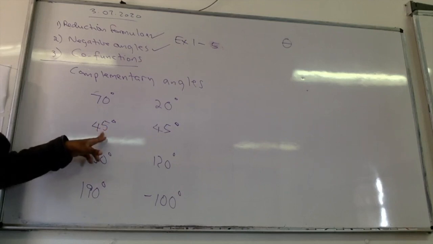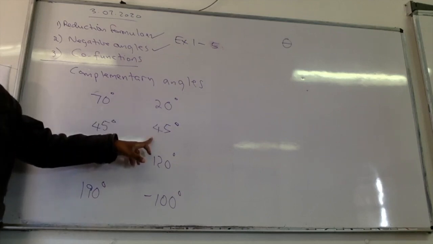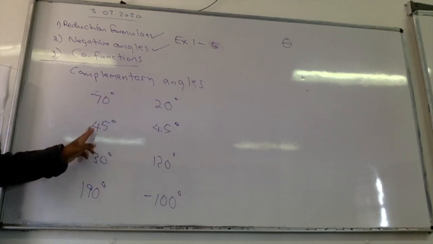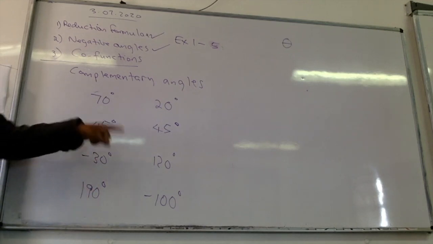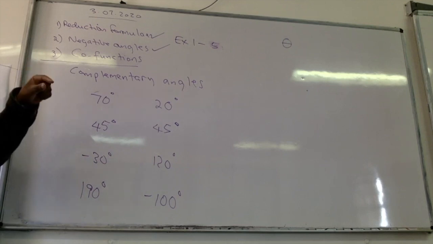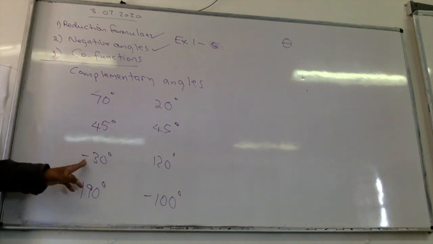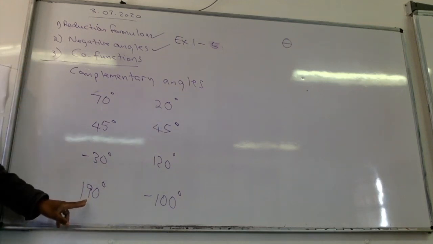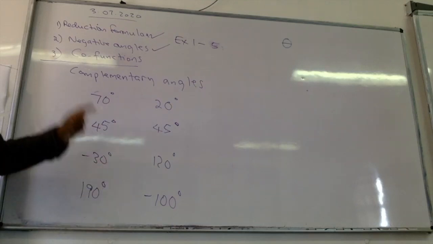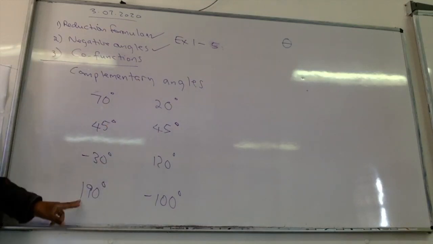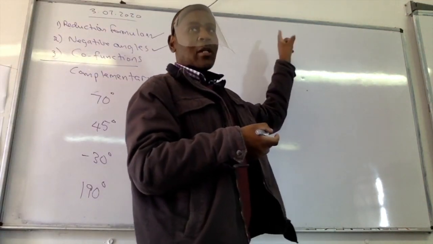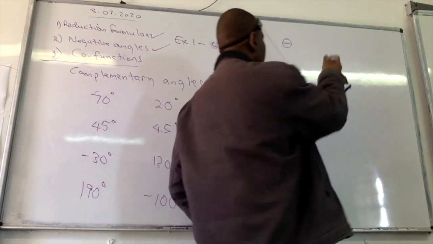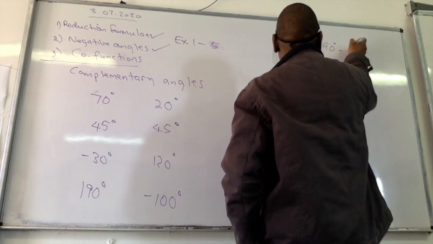So if the first one is 45, then how do we get the other one? We say 90 subtract 45. If the first one is negative 30, how do we get the second one? We say 90 subtract negative 30. So if you start with 190, how do you get the other one? You say 90 minus 190. So if you say theta, then what is the next one? 90 minus theta.